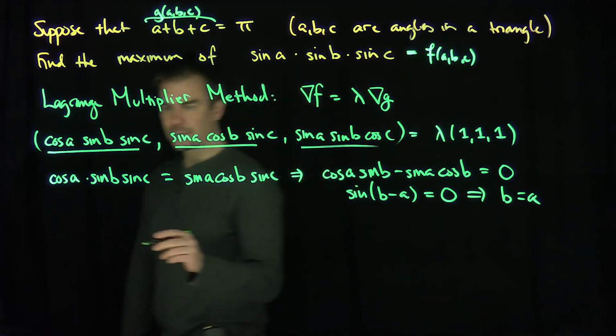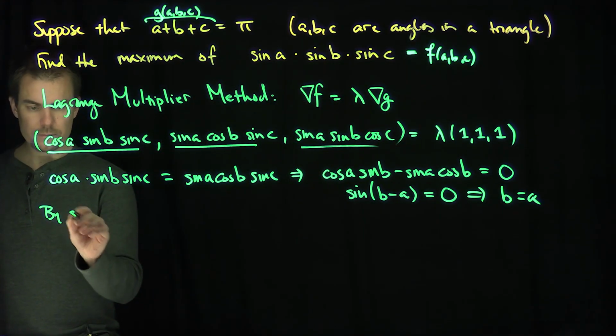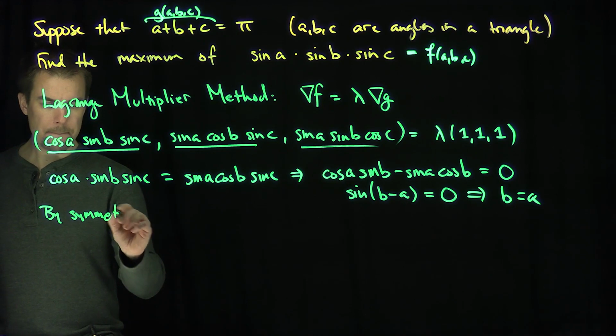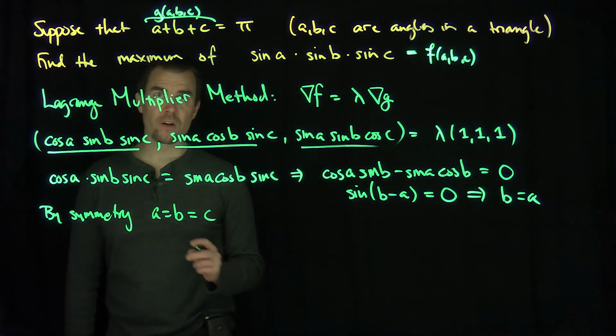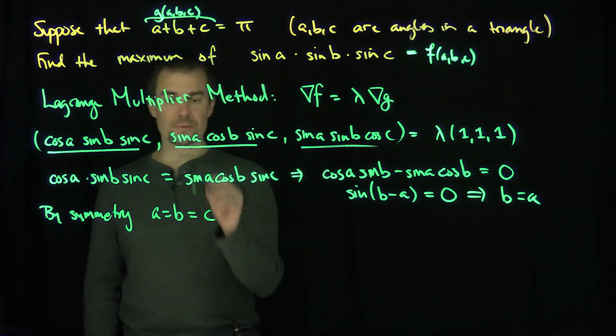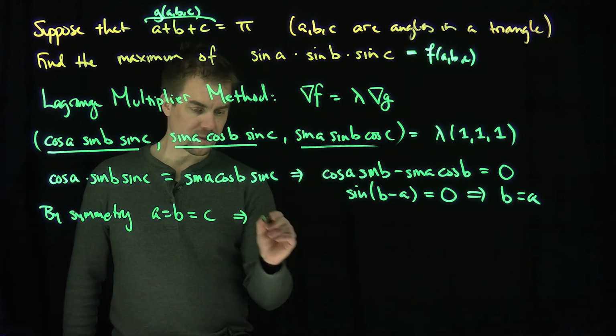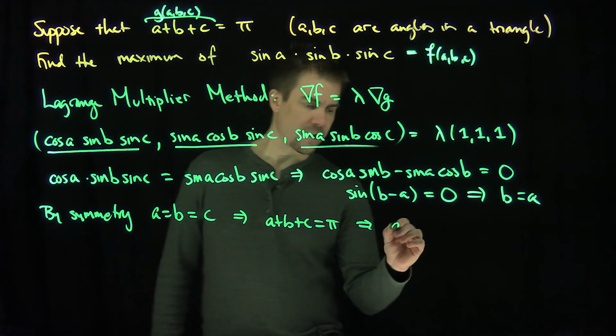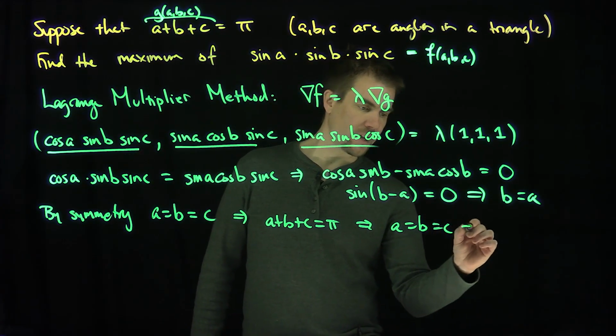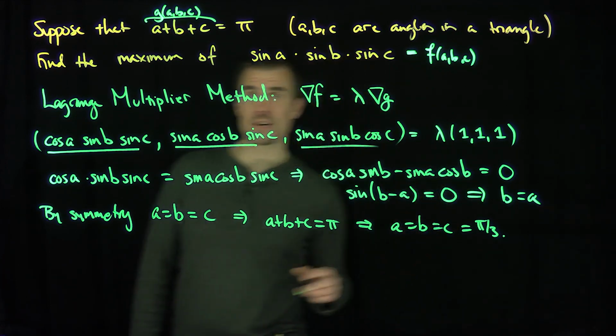And by symmetry, we have A is equal to B, and then the same thing is true for C. So all of them have to be equal, which says that each angle is pi over 3. And so since A plus B plus C is pi, this implies that A is equal to B is equal to C is equal to pi over 3. So our triangle is equilateral.